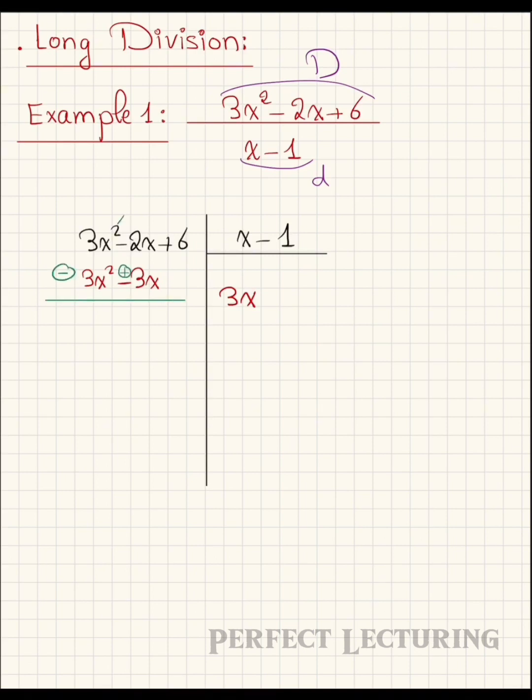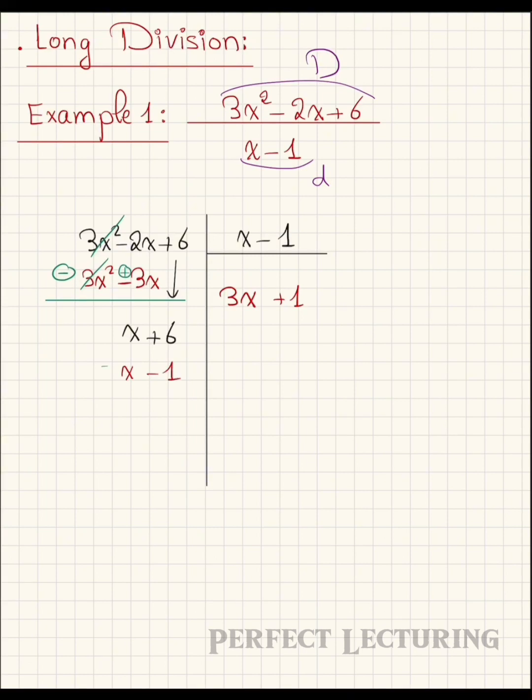We add. These terms cancel out. Negative 2x plus 3x, that's a positive x. Then I move the positive 6. Repeat the same process. So x divided by x, that is 1. Then I multiply 1 by x minus 1. So that is just x minus 1.